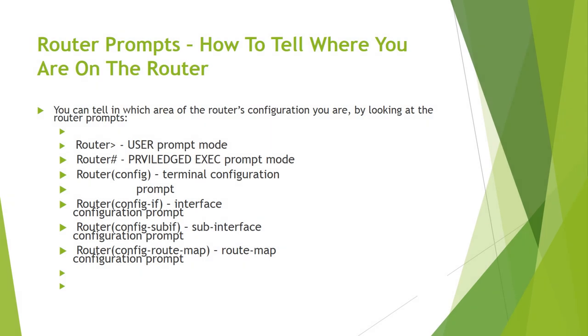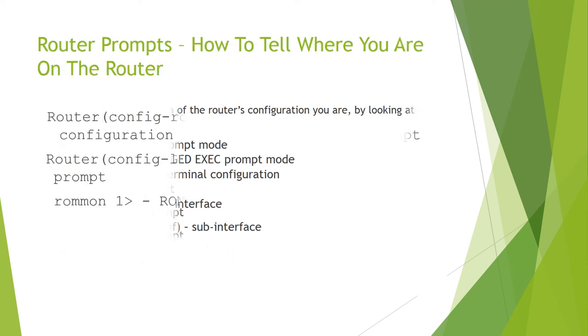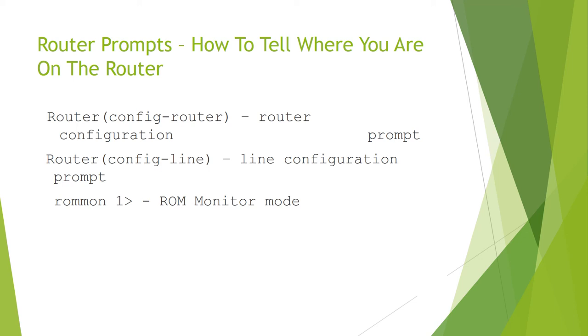Router prompt: how to tell where you are on the router. You can tell in which area of the router configuration you are by looking at the router prompt. Router angle bracket is user prompt mode, router hash is privilege execution prompt mode, router config is terminal configuration prompt, router config-if is interface configuration prompt. If we are going to configure interfaces, we must enter config interface. Router config-subif is sub-interface configuration prompt. Router config-route-map is route map configuration prompt. Router modes: router prompts, a router command line, how to tell where you are on the router. Router config-router is router configuration prompt, router config-line is line configuration prompt, rommon 1 is ROM monitor mode.